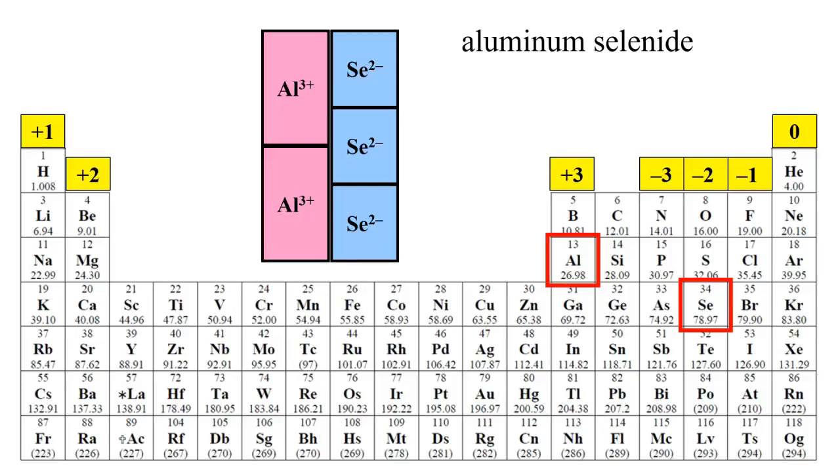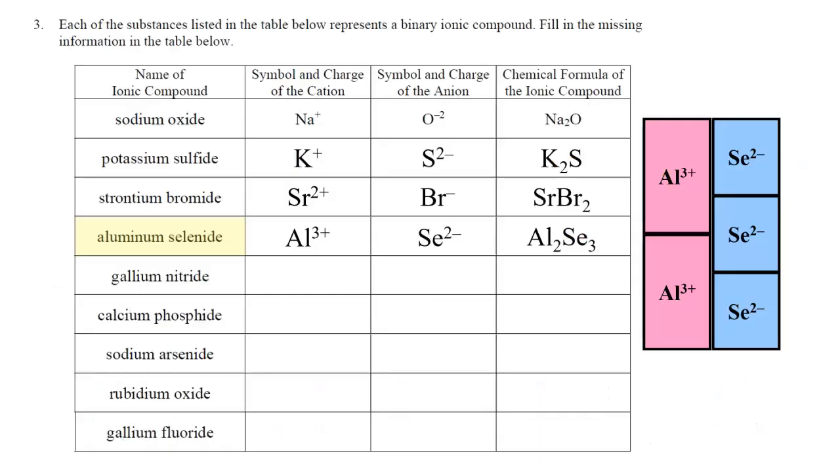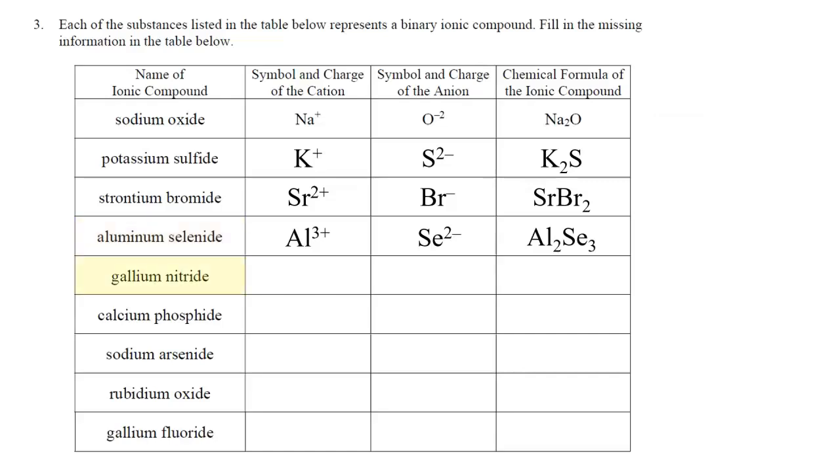So what's my correct chemical formula for aluminum selenide? It's going to be 2 aluminums and 3 seleniums, so Al2Se3. That is the correct chemical formula for the binary ionic compound aluminum selenide. So I will write that correct chemical formula into our table. And then I'll move on to our next example, which is gallium nitride.